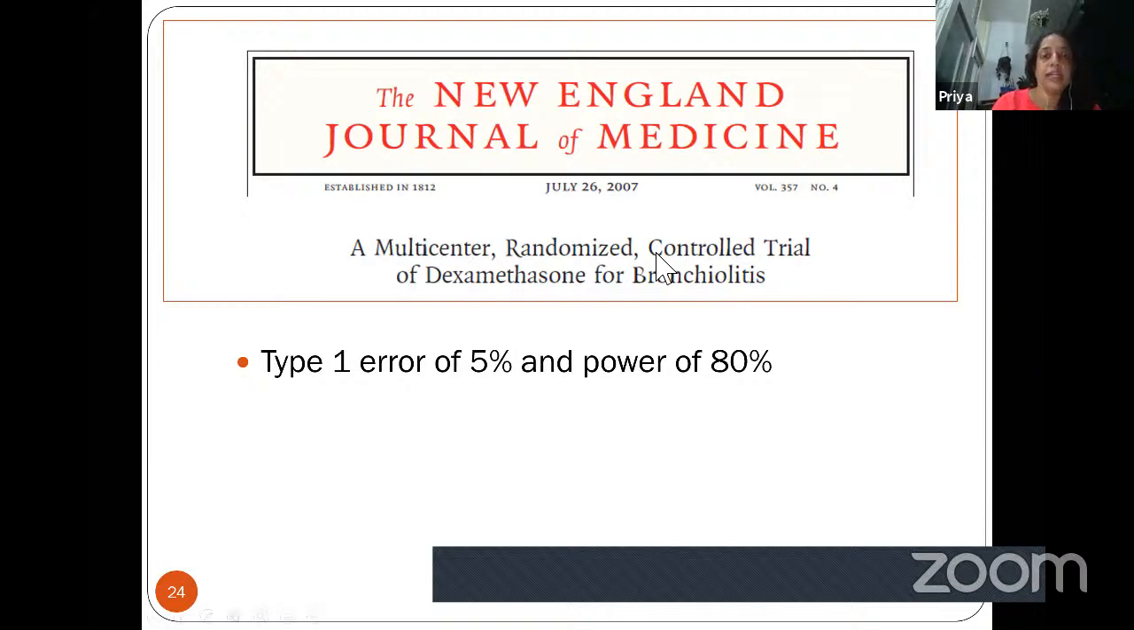Also, if you did not find a difference between the two arms, if you ended up with a negative study, there's an 80% probability that it's really a negative study. And there's a 20% probability that you missed finding a difference because of your sample size calculation.